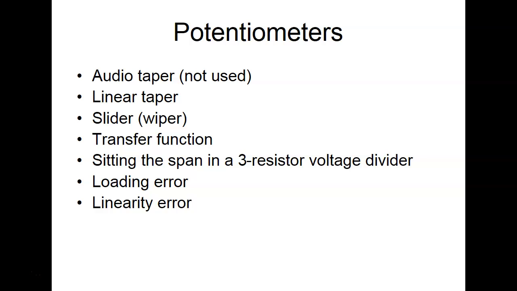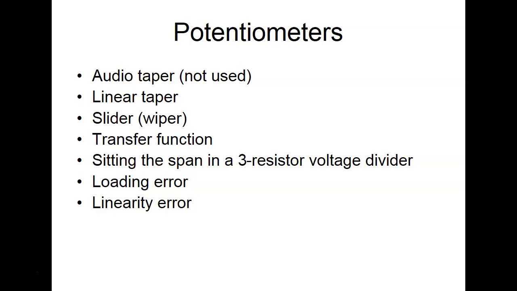So an audio tapered pot is not a linear pot, so its ohms do not vary at a constant rate. So we wouldn't use these for sensors. What we're going to do is use a linear tapered pot. That means if I have a linear tapered pot, and it's a 10K pot, if I set the wiper in the middle, it would be 5K. So that's what we're dealing with.